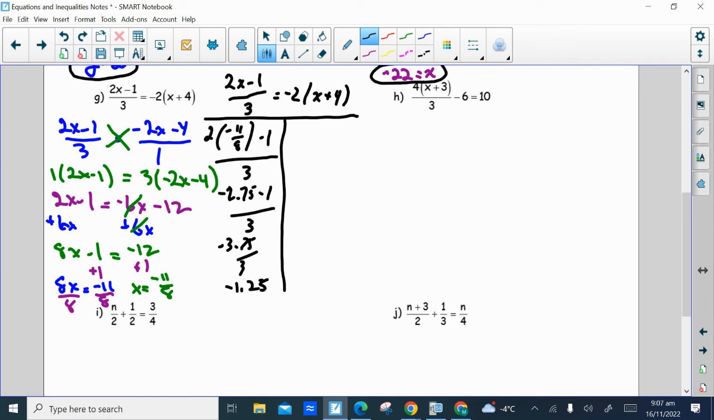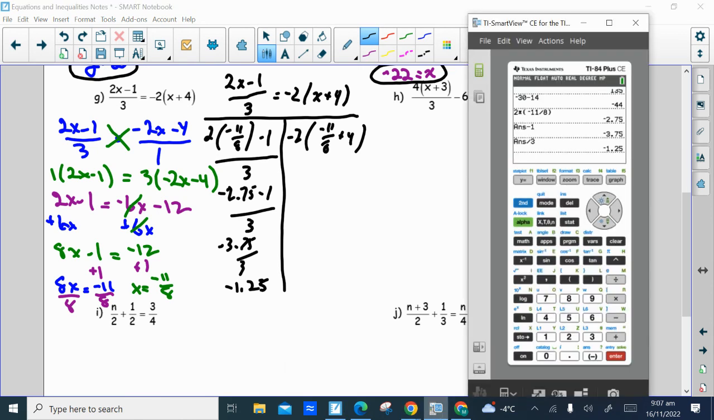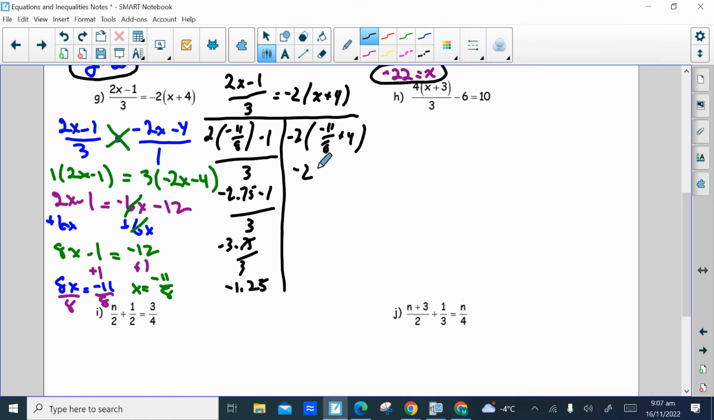And I need to get the same thing on the right. So it's negative 2 times negative 11 over 8 plus 4. So with my calculator, got to do what's inside the brackets first, and I'm going to put the negative 11 over 8 inside the brackets to keep it together, but then I have to add 4 to it. So that'll be negative 2 times 2.625. This isn't going to work.